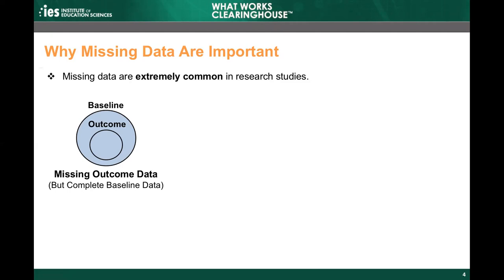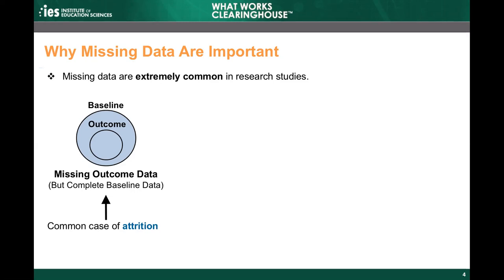Imagine that we have a randomized trial, and we obtain baseline measures for all students, and then we implement our intervention. Then we go back to collect the outcome data. Some students have moved, they're absent, or for whatever reason, we are not able to collect outcome data for all the students we had in our sample at baseline. So in this case, we have complete baseline data, but are missing outcome data. I'm sure this sounds quite familiar, as this is a very common case of attrition.